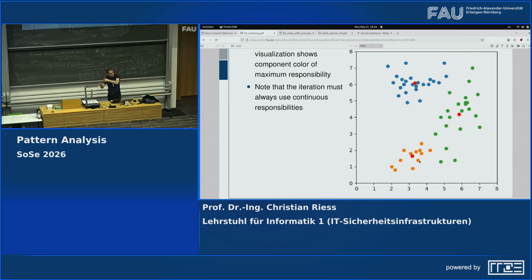Now let's talk about the mean shift criterion, if you're fine with this, yeah? So let's go to mean shift.